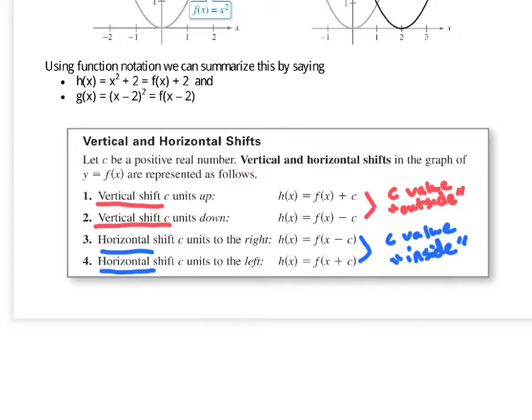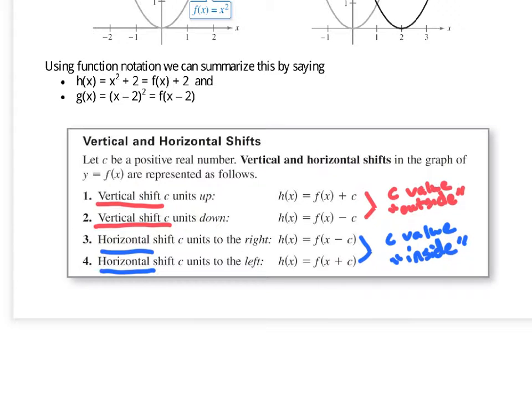A summary of vertical and horizontal shifts is provided for you at the bottom of the first page, and I'd like you to take a moment to look at it. If you take a look at the vertical shift, notice there's a constant that must be added to the function. And that constant is outside, quote unquote, of the independent variable. And we'll show you some examples of that coming up.